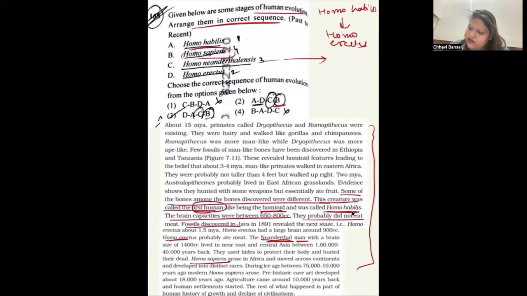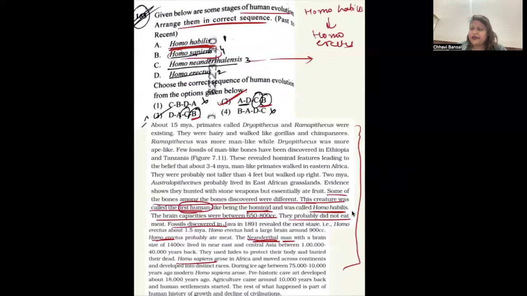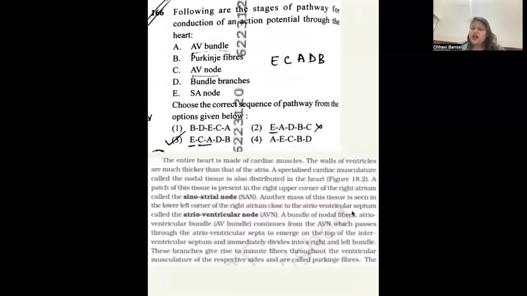We also know that Homo sapiens sapiens is the present species, so Homo sapiens has to be at the end. It means option B has to be the end. But where is it starting? It starts from Homo habilis, which means option 2 is the correct option. Clear? Easy? Fine. Next, this question comes from the circulatory system, body fluids and circulation.